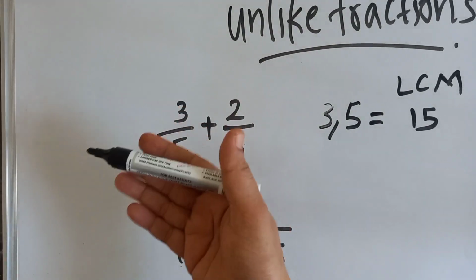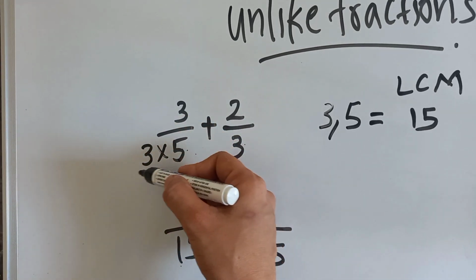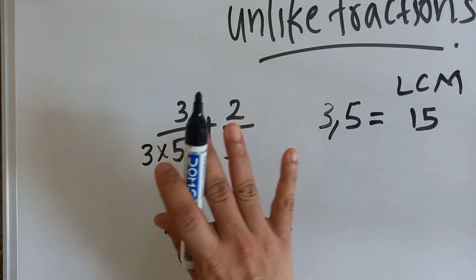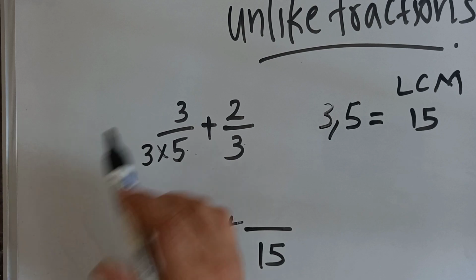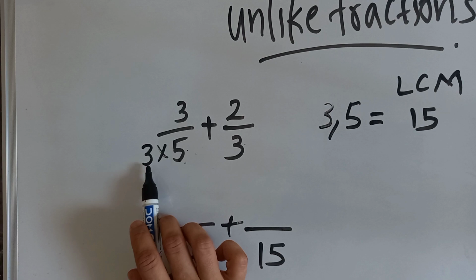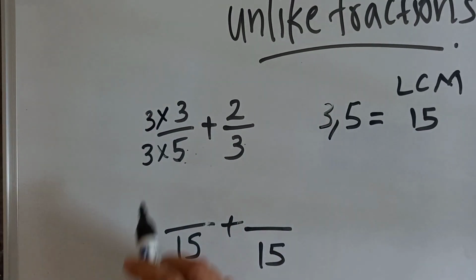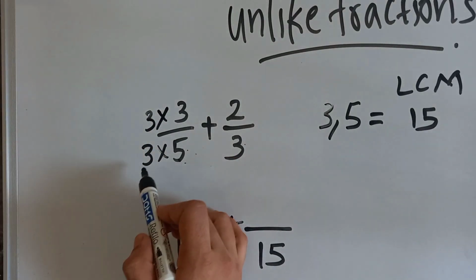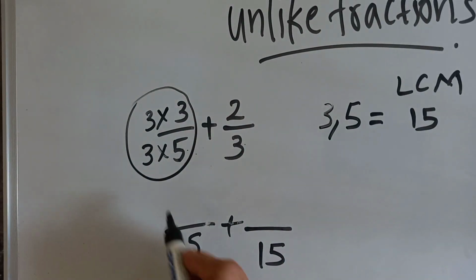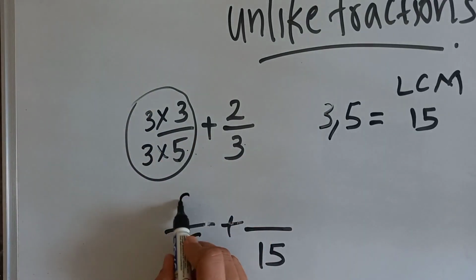So to make it an equivalent fraction, whatever the number you are multiplying in the denominator, the same number you have to multiply in the numerator also. Then the fraction will not become different; it will be an equivalent fraction. So for 3 divided by 5, for converting the 5 into 15, you multiply by 3 in the denominator, and the numerator also: 3 multiplied by 3 is 9, 5 multiplied by 3 is 15.